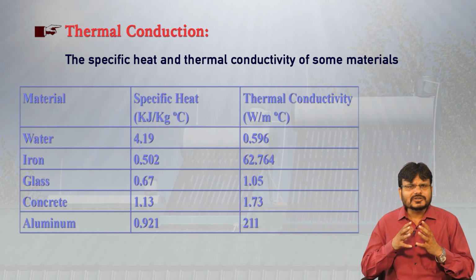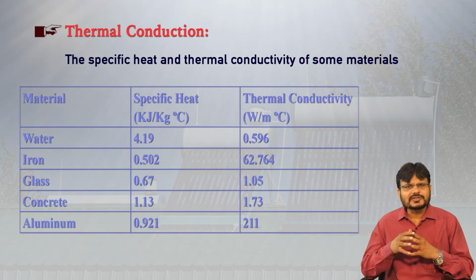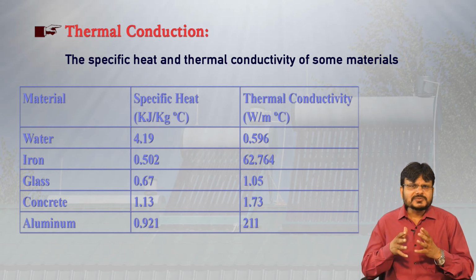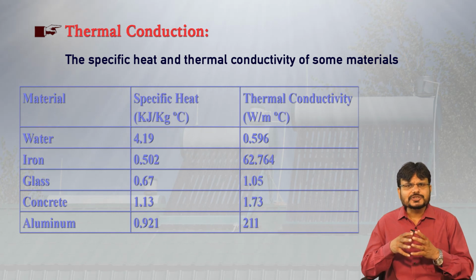For concrete, the specific heat is 1.13 kilojoule per kilogram degree centigrade, and the thermal conductivity is 1.73 watt per meter degree centigrade. The next material is aluminum: its specific heat is 0.921 kilojoule per kilogram degree centigrade, and its thermal conductivity is 211 watt per meter degree centigrade.